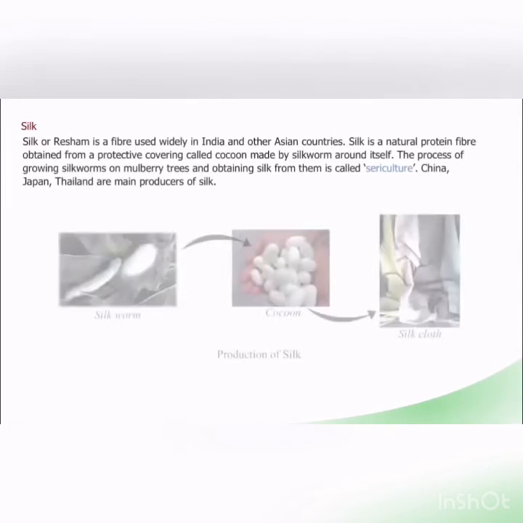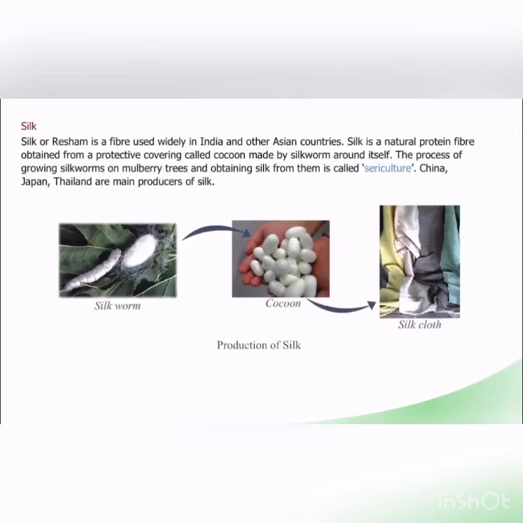Silk. Silk or resham is a fiber used widely in India and other Asian countries. Silk is a natural protein fiber obtained from a protective covering called cocoon made by silkworm around itself. The process of growing silkworms on mulberry trees and obtaining silk from them is called sericulture. China, Japan, Thailand are main producers of silk.